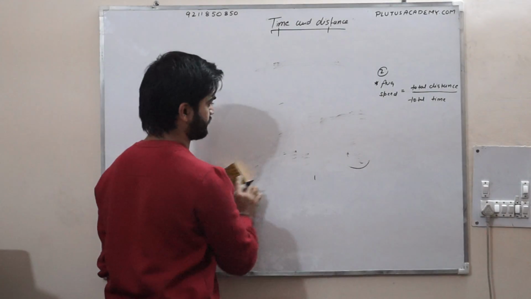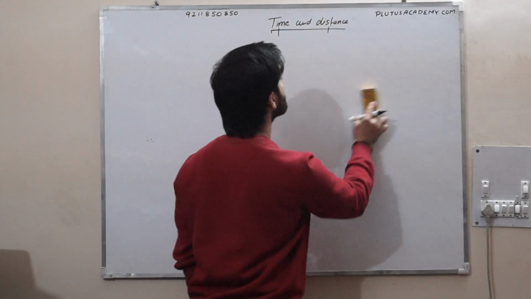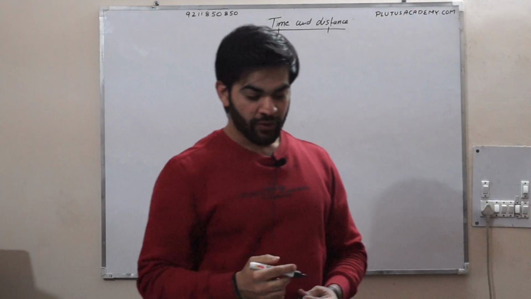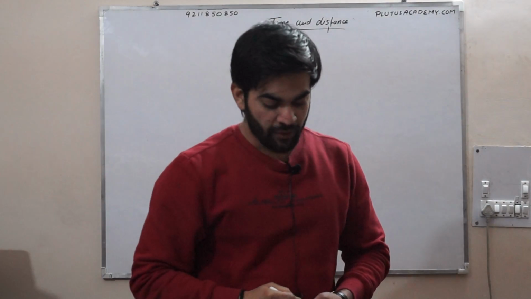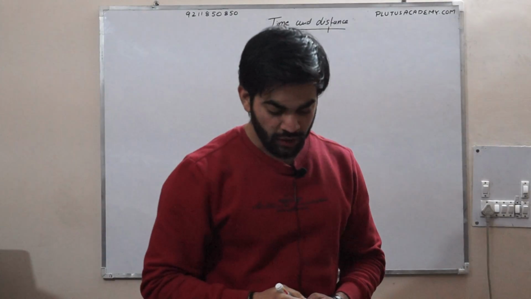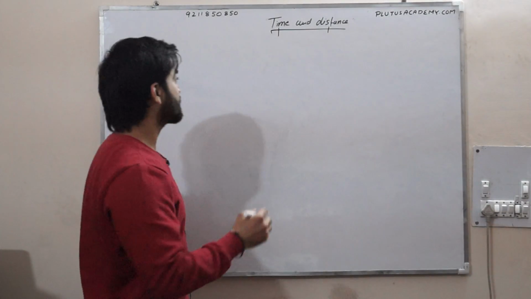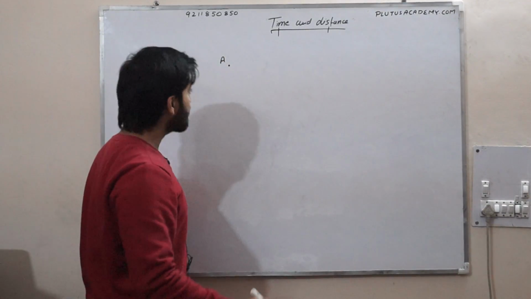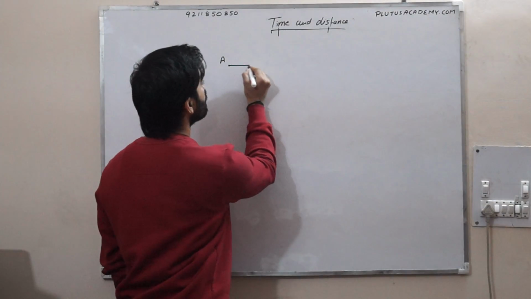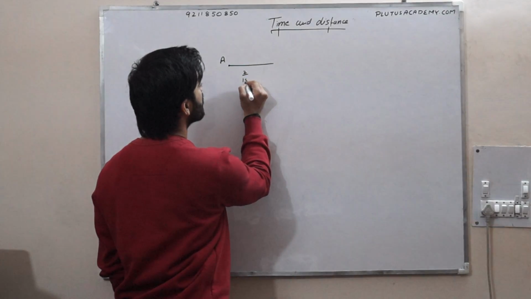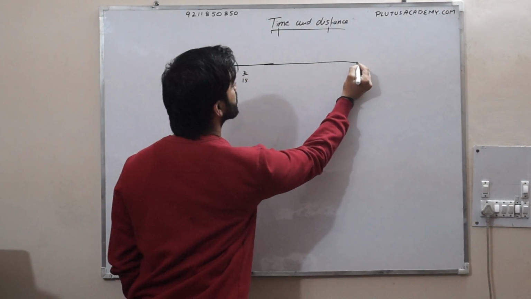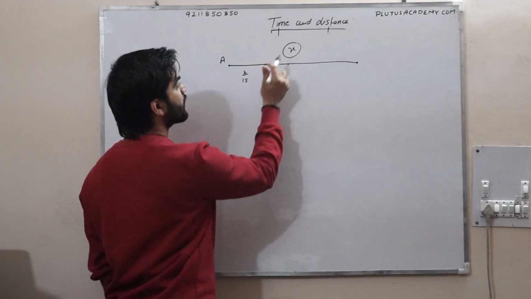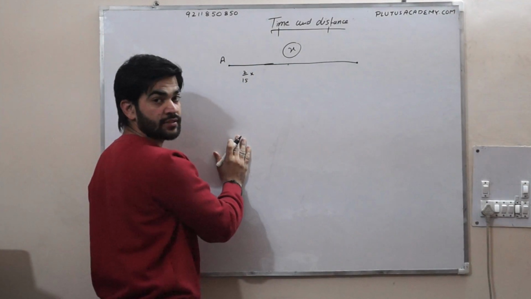Question number 1. In question number 1, what we are doing, let's see. Question number 1 is, a man performs 2/15 of the total journey by car. Let's say this is the starting point of this person, and in question it is saying 2 by 15th of the total distance. Assume this is the total distance, this whole distance is x.